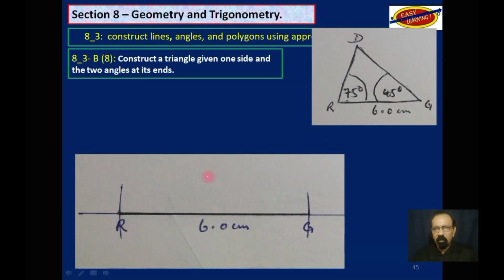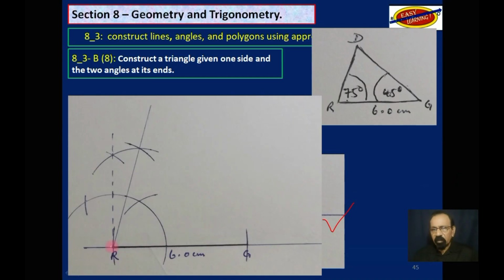So we construct the base, RG 6 centimeters. Construct that as you see it here. Then from this end, you construct the angle 75 degrees. You know how to do that by now? That is 60, that is 90, bisect that. That is 75. This angle here is 75. So you construct this angle of 75 degrees and you extend it like that. You don't know how far it will go. So extend it somewhat with a construction line.